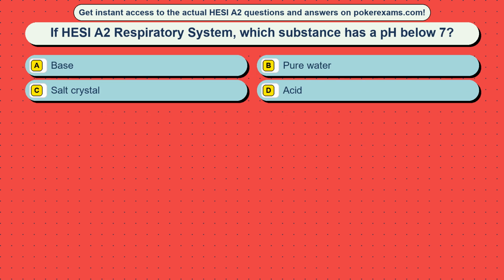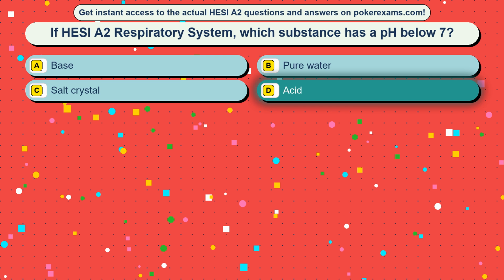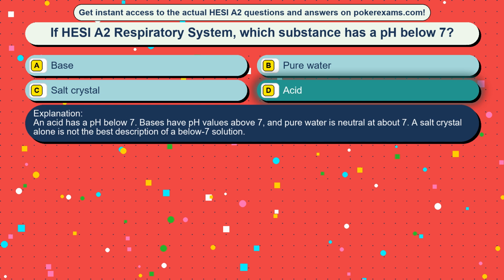Question 30. If HESI A2 respiratory system, which substance has a pH below 7? Option A, base. Option B, pure water. Option C, salt crystal. Option D, acid. The correct answer is option D, acid. An acid has a pH below 7. Bases have pH values above 7, and pure water is neutral at about 7. A salt crystal alone is not the best description of a below 7 solution.